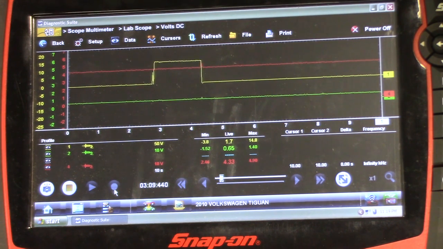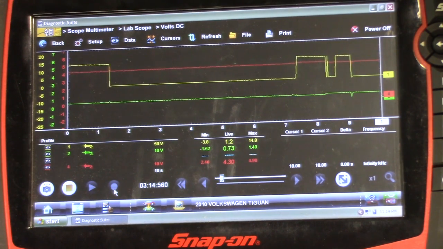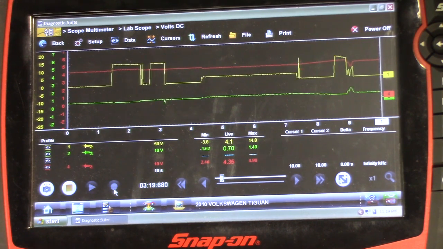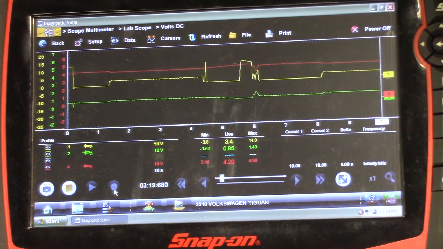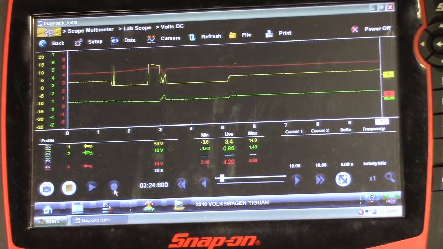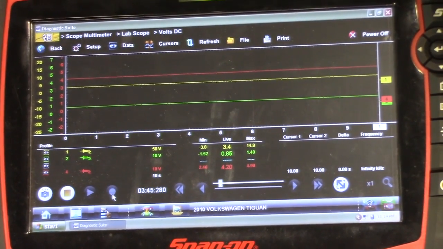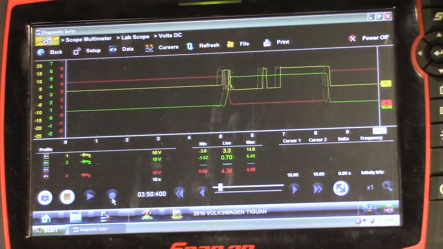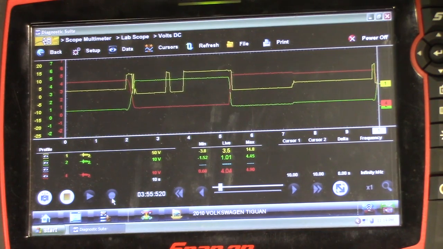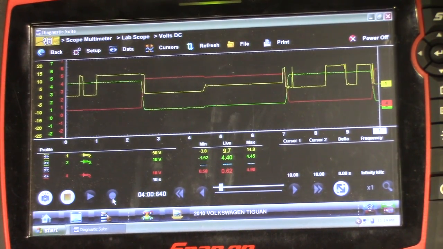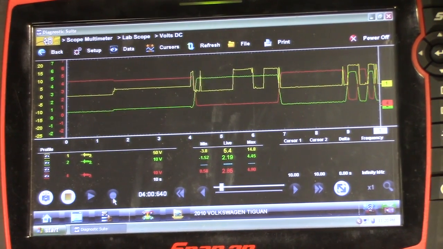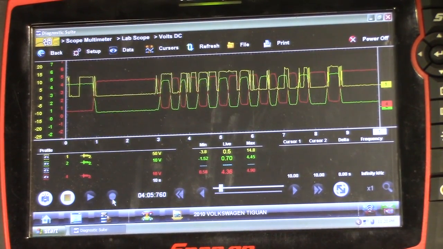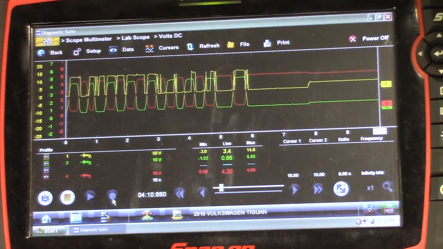Shut this off. Throttle does its own little adaptation when you shut it off and when you turn the key on. See it doing it right there. Hold it to the floor, let off. Hold it to the floor, let off, and go back and forth. You can see the control, you can see the green and red channels crossing each other. Those are our pedal positions.